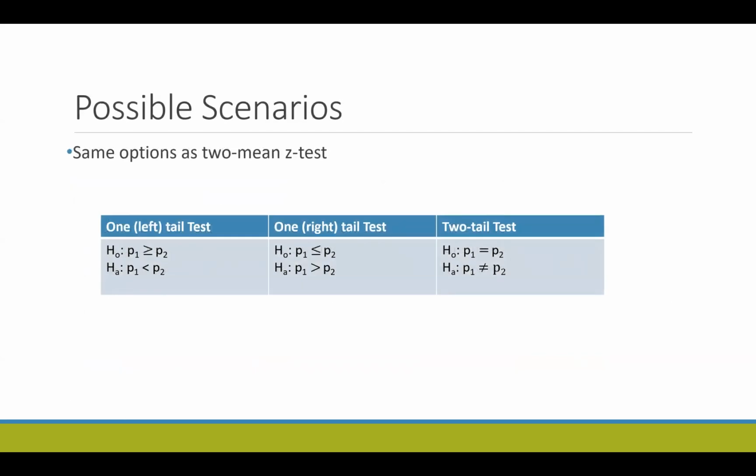Again, we have the same scenarios that we had when we talked about the two-mean z-test. You can have it with less than, which is a left-tailed test. You can have it as a greater than, which is a right-tailed test. Or it could be not equal, which is a two-tailed test. And you're going to have proportion 1 and proportion 2. So you have these little subscripts because you have to know which group you're talking about. Are you talking about group 1 or group 2?